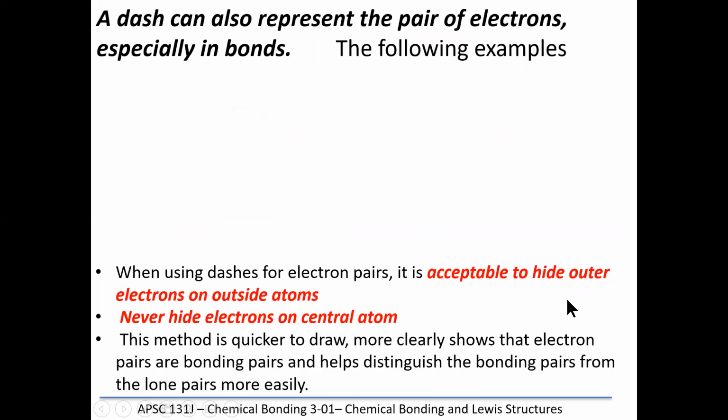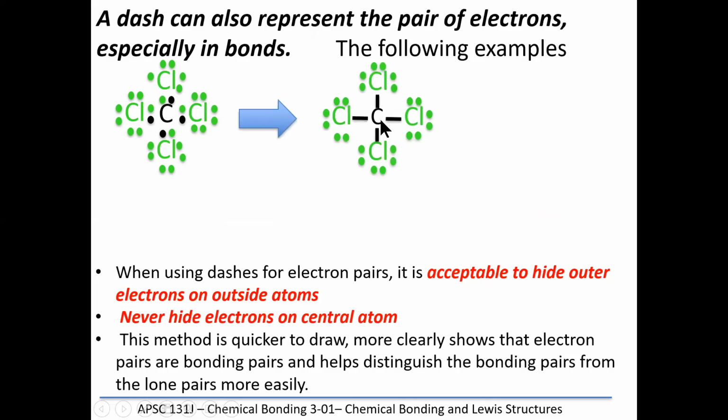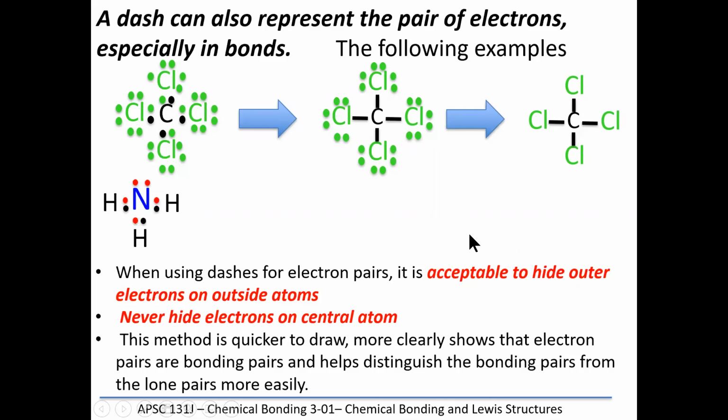Now we can use dashes for electron pairs. Instead of drawing, this diagram takes quite a bit of time to draw, so it's easier to just use sticks to represent the shared electron pairs. This is called carbon tetrachloride. And we don't always show, again, like I said, it's implied there's 3 pairs of unshared electrons around each chlorine atom here. We're not showing them. So we simply use sticks to represent those particular bonds.